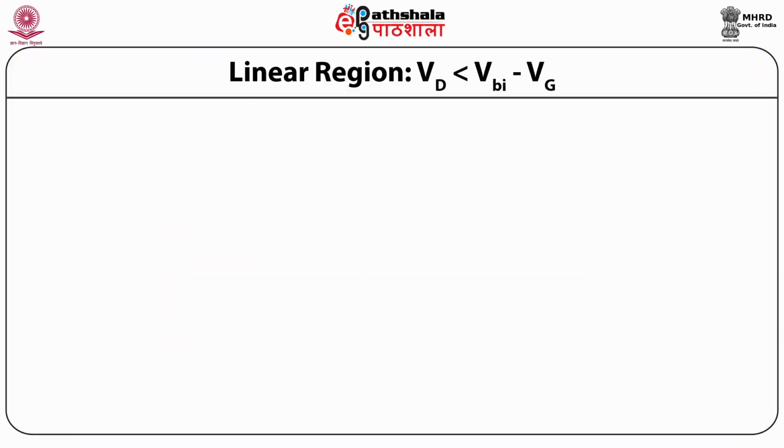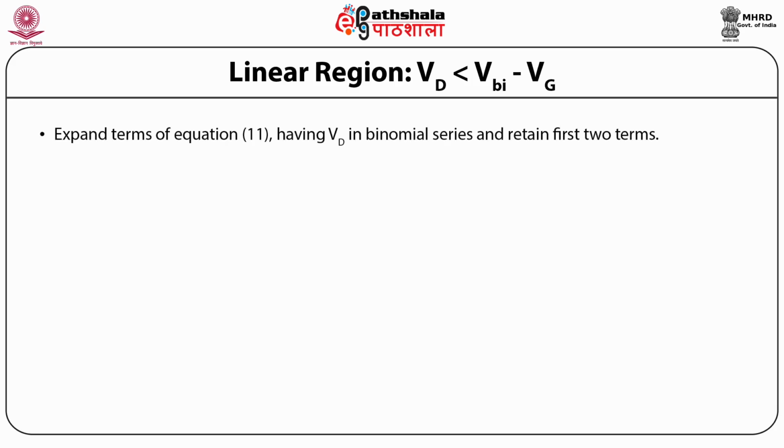So let us now discuss the linear region, that is, Vd is less than Vbi minus Vg. So expanding the terms of equation 11 and having Vd in a binomial series and retaining the first two terms, we get Id is approximately Ip by Vp multiplied by [1 minus ((Vbi minus Vg) divided by Vp) to the power half], this whole multiplied by Vd.